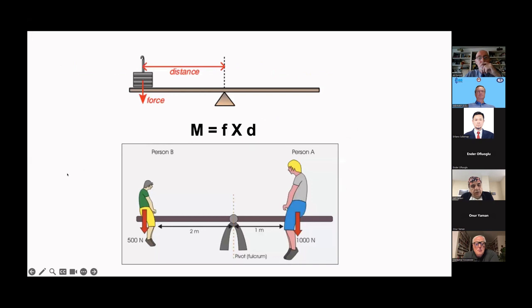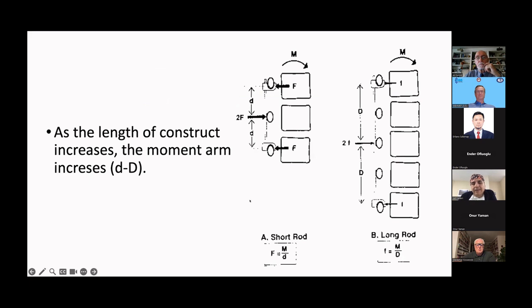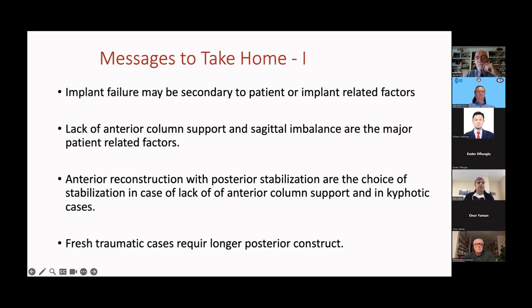Construct length is very important. Dr. Benzel talked about moment, force and distance. This is very important because if the distance is long, using less force, you can provide the same moment. In person one, this is a fulcrum. Distance is 2 meters. Here is 1 meter. Here we have a larger man, but here we have a small one, but there is equality. This is because of the distance of the moment arm. Therefore, if there is risk of failure, if your anterior support is enough, it's better to use longer instrumentation, as I mentioned before. So, finally, I would like to talk about some messages.